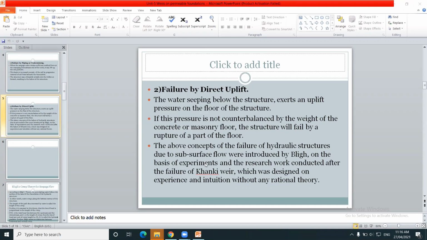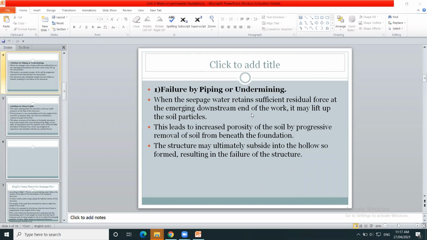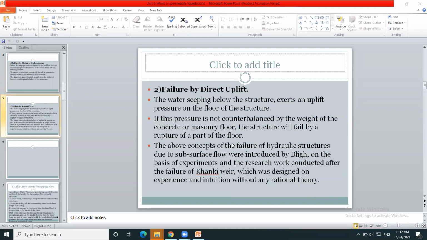So these are the various types of failure of hydraulic structures due to subsurface flow, introduced by Bligh. Bligh's theory is based on experiments and research work. These are the failure by direct uplift and failure by piping or undermining.